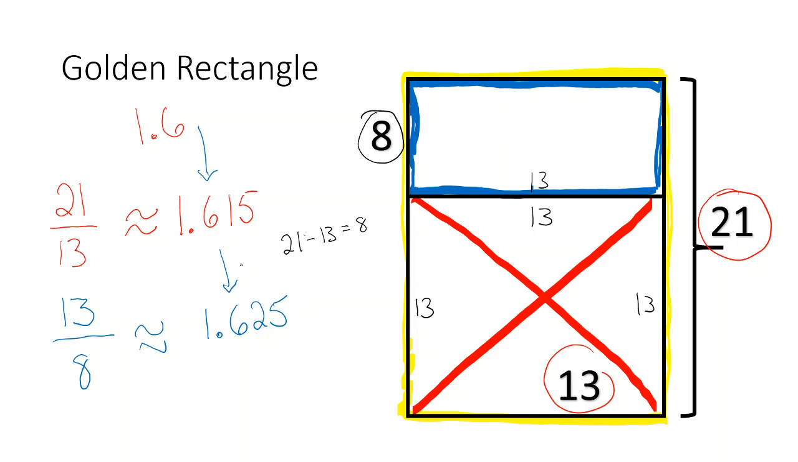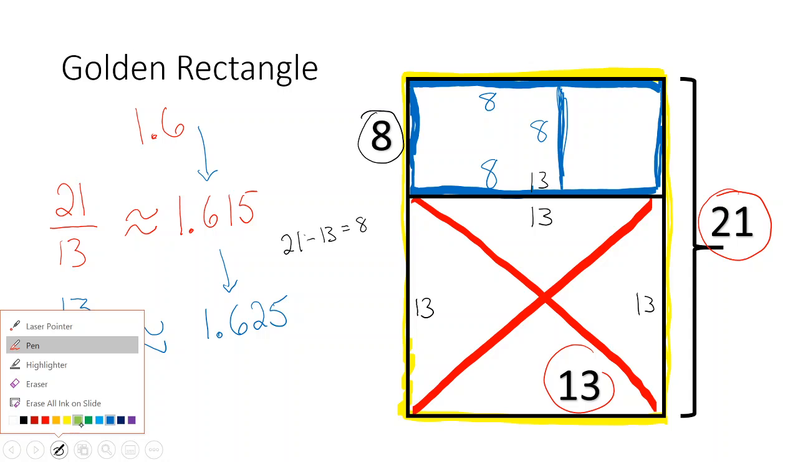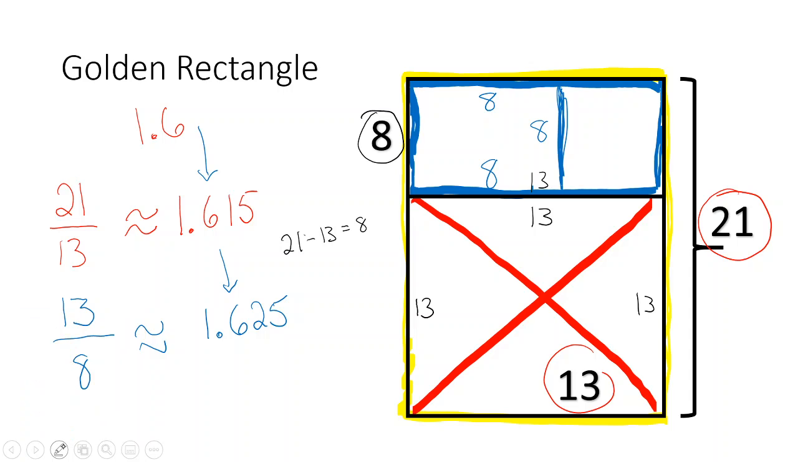Now, what would happen if I cut out another square? I'm sure these dimensions aren't perfect, but let's say we took out a square again, that would end up like this. If this was 8, this would be 8 and 8 and 8. That would be a square in there. So then, what would be left? I'm going to get out a green highlighter.